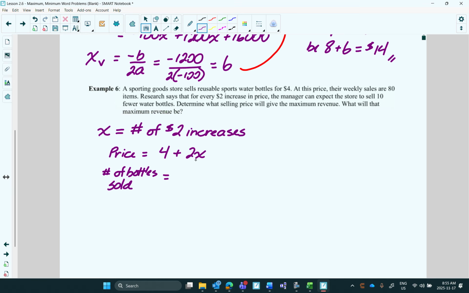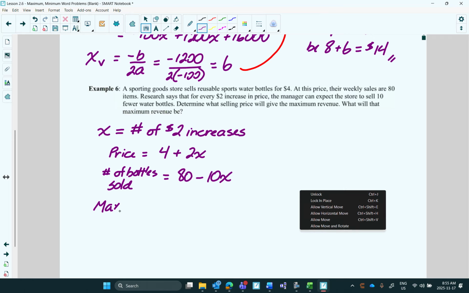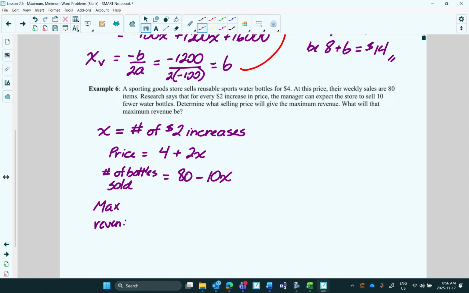How many bottles sold right now? 80. How many do I lose every time I do an X? 10. So 80 minus 10X. Those are what I multiplied on. So my max revenue equals the price 4 plus 2X at the maximum times the number of water bottles sold at the maximum.